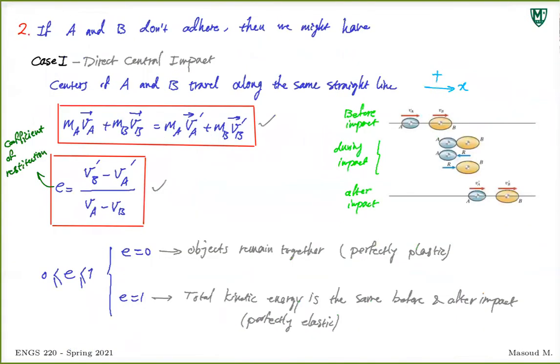So if you look at the direct central impact, right, pay attention that the equations I put there are for the case where VA, VB, and VA prime and VB prime are all towards the positive direction before and after the impact. Right. So if you have a situation where your V vector is not in the positive direction, you have to take into account that negative sign.